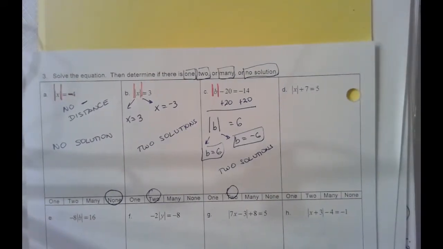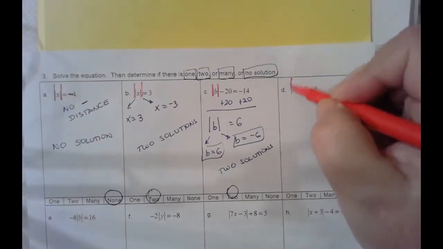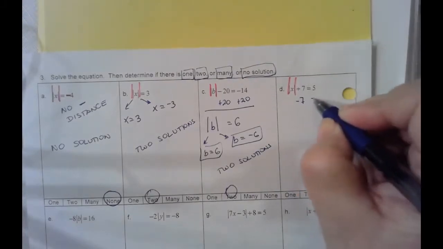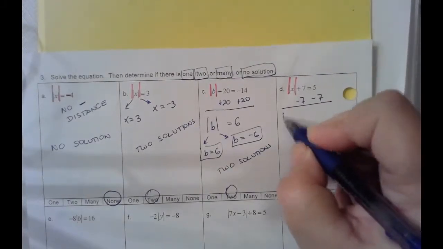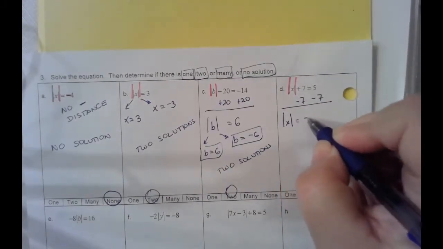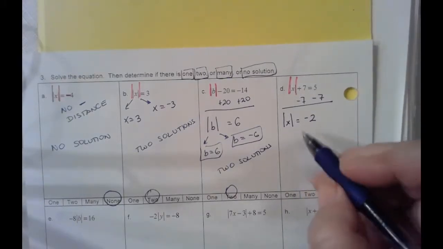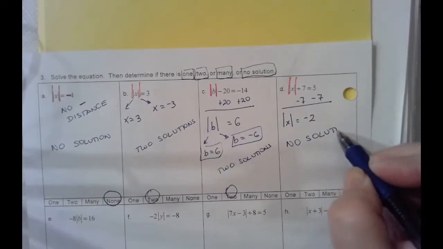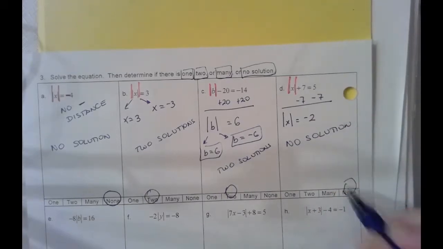Okay, D. Notice that my absolute value is not by itself, so first I have to get it by itself. I'm going to subtract 7 from both sides. I have an absolute value equal to negative 2. No absolute value can be negative, so no solution. So this would be none.